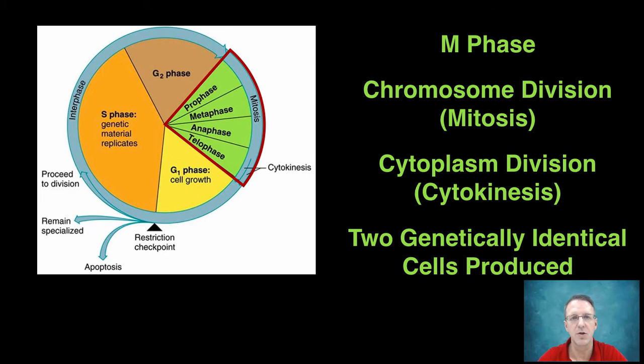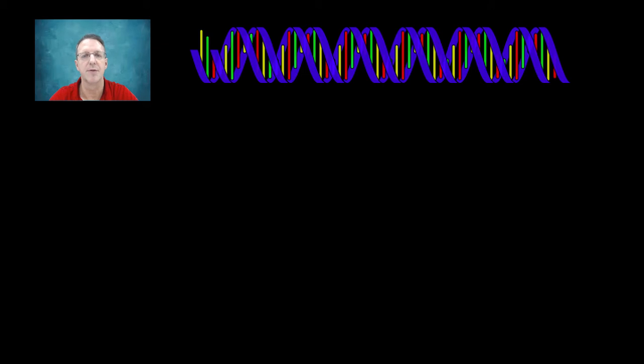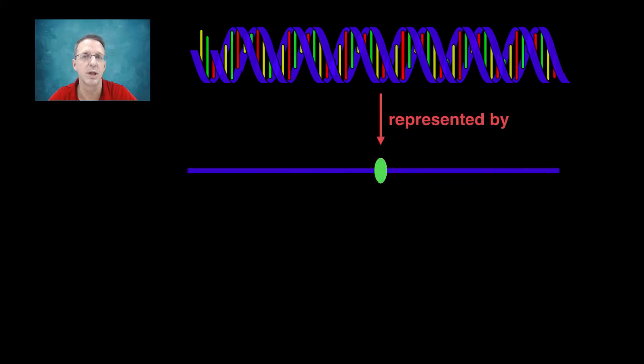But before we get into the details of what happens in the M phase, it's probably prudent for us to take a quick trip down memory lane to remind ourselves of the basic chromosome structure and some of the nomenclature that is associated with that. So here's your basic DNA double helix that makes up a chromosome. But when we are modeling mitosis and meiosis, for that matter, we tend to represent the chromosome like this.